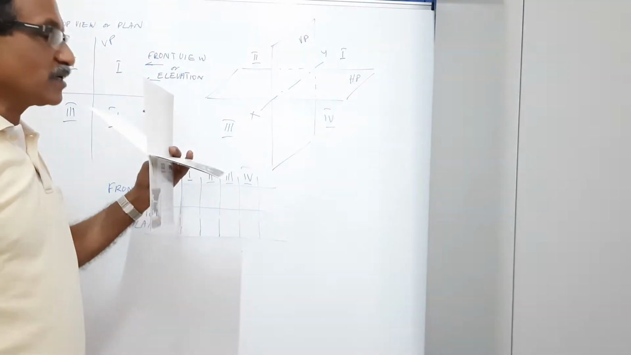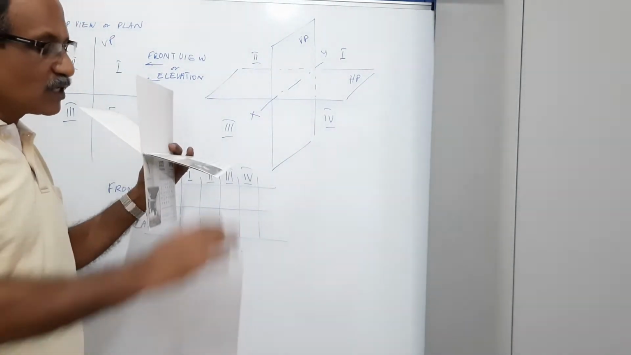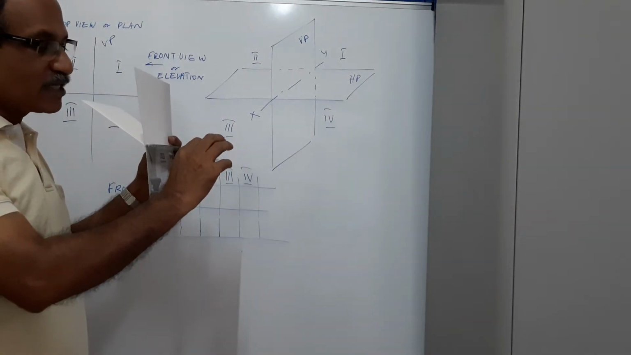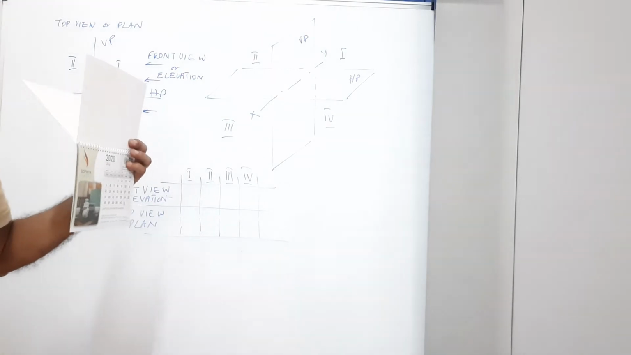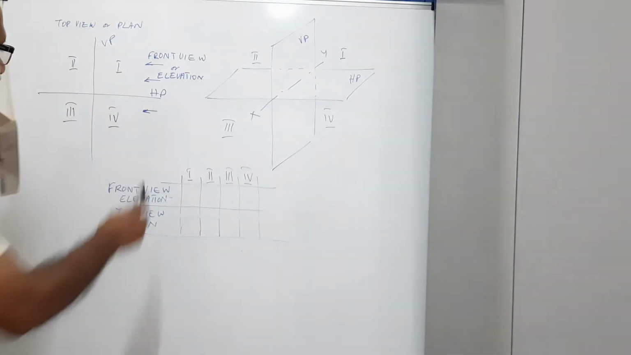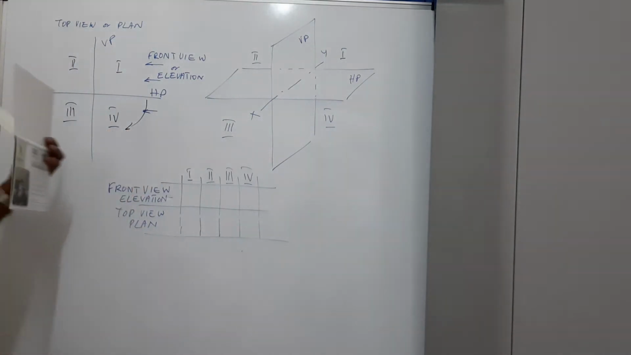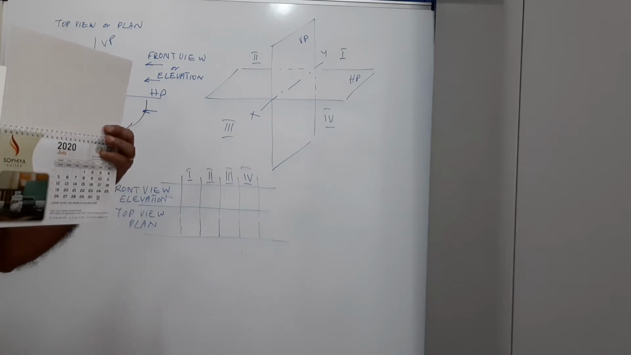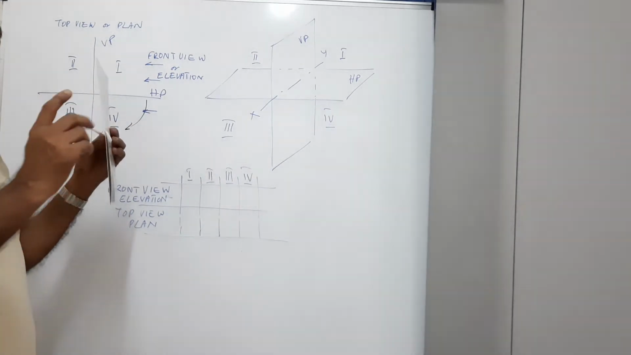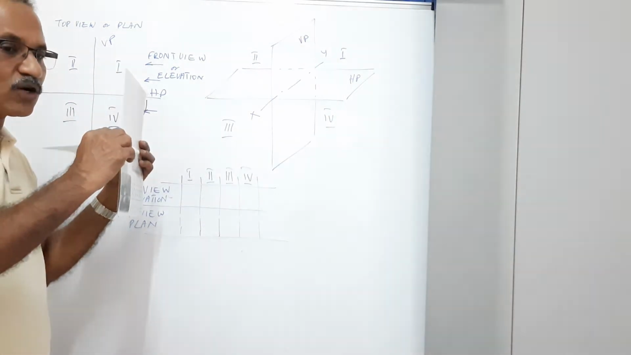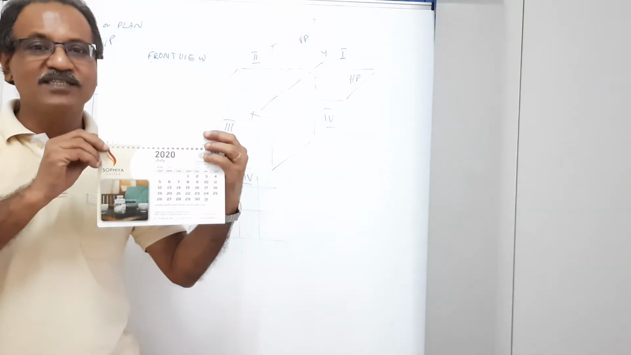Agreed? Okay. You cannot see what you have drawn. Rotate HP through 90 degrees clockwise to open up. Agreed? So you have done this much. Even now you cannot see because you are sitting there. Rotate the whole thing. Now you can see.